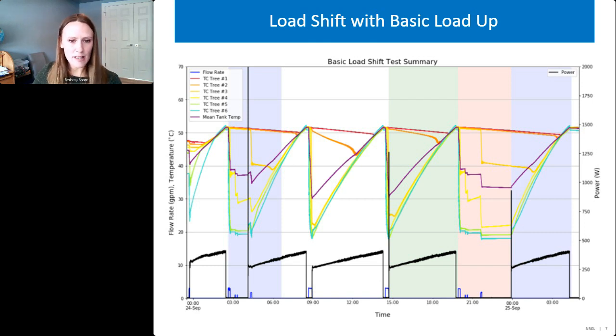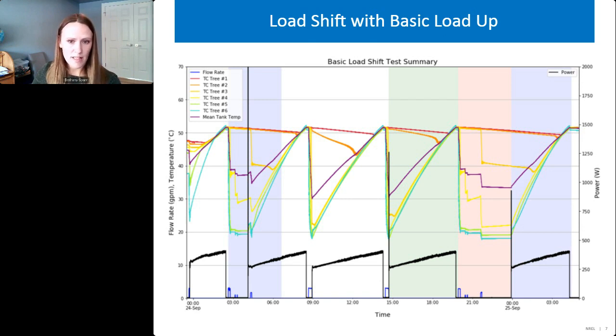These other lines here are the internal tank temperatures. So red is at the top, the sort of blue teal color is at the bottom, and then the purple is the average across those 6 internal tank temperatures. The other thing on this graph is the shaded regions to indicate portions of the test. So this blue section is the 4-hour normal period. The green is the basic load up. The red is the 4-hour curtailment period. And then the blue again at the end is the normal period.